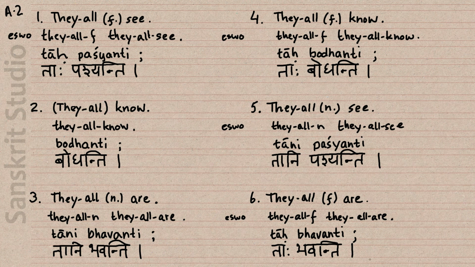Okay, so I'll check this out now that the answers are right here on my sheets. Tani bhavanti. Okay, number 4, taha bodhanti, yes, and tani pashanti, and taha bhavanti. Okay, so that looks good.